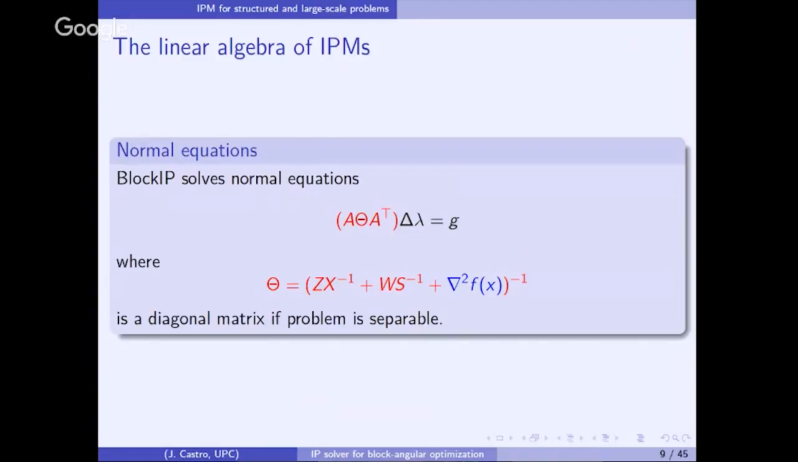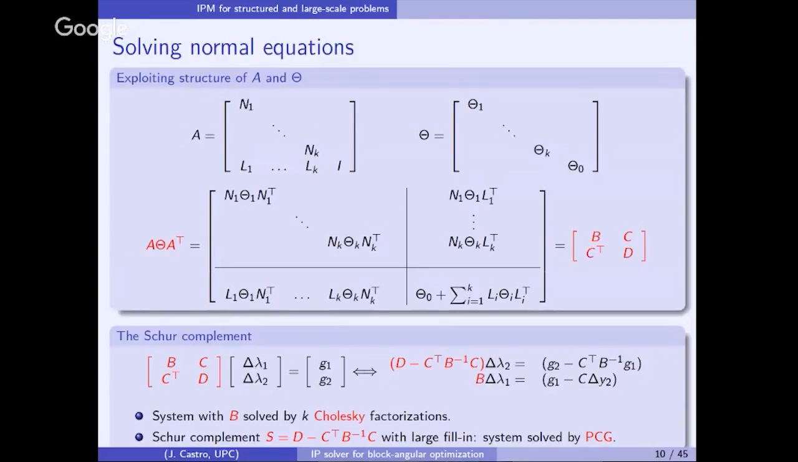So in block angular structures, what's the structure of this system, A zeta A transpose? This is our A matrix, the block angular matrix. Zeta, we can break according to the different blocks. The system A zeta A transpose has this form. So we have four different submatrices. This submatrix is made by Ni times zeta i times Ni transpose. We have K of these blocks.